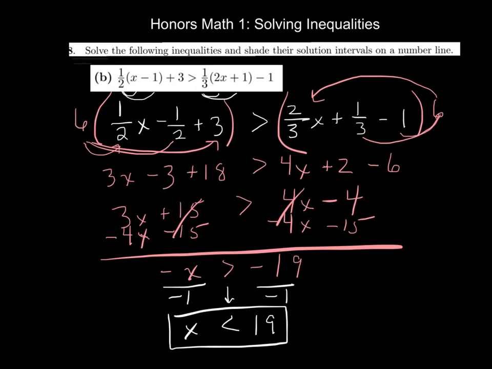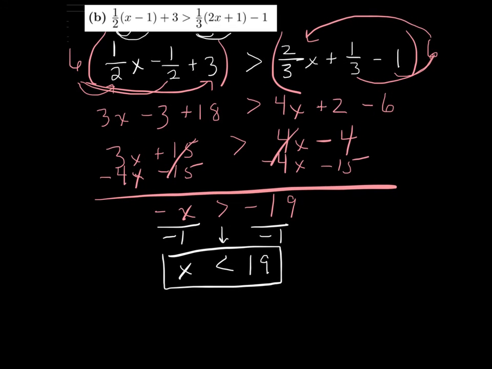Why does it flip this sign? Anytime you multiply or divide both sides by a negative number, it flips the sign, because you're taking the opposite. Imagine that number line we talked about before. You're taking the opposite of the number line. So your final solution here would be 19 on the number line, with an open circle, and x is less than that.